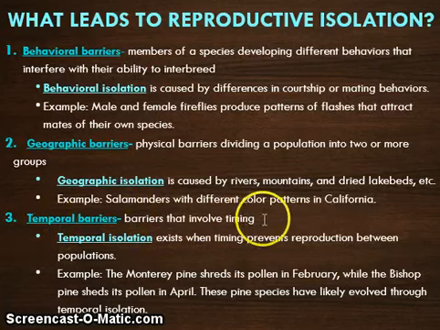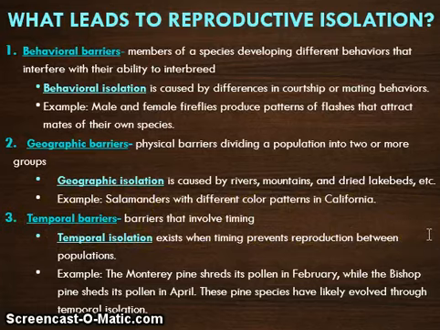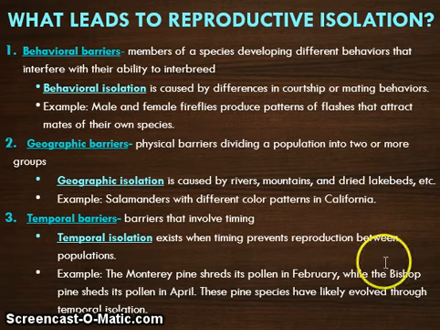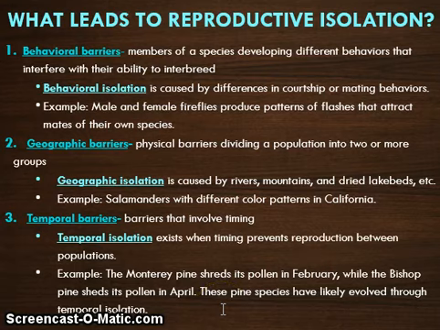So these are barriers that involve timing. And so this is where some type of timing problem keeps them from reproducing with each other. So maybe it's a different part of the day or a different time of the year when they're ready to mate, but some type of timing keeps them from mating. So an example is the Monterey pine will shed its pollen in February, and then the bishop pine will shed its pollen in April. And so because of that, they're being pollinated at different times, and so they're not going to be able to reproduce with each other.